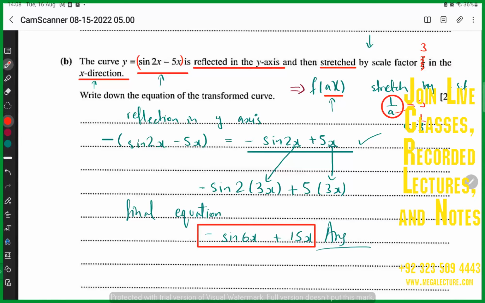When a would be 1/3, I would be having 1 by 3 here. Yes, and this would basically be, ma'am, got it. Yes, very good. Thank you. It would be 1/3. Okay, perfect. So this was basically something different in case of x.